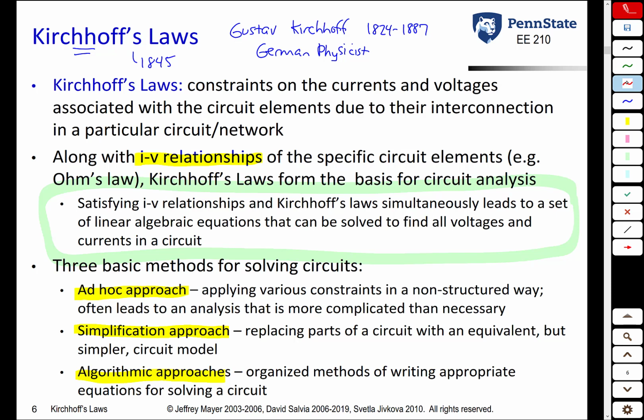The simplification approach is covered in Chapter 3 of the book and covered in Chapter 4 in sections 4.9 to 4.13. We will look at the simplification approach first. The algorithmic approach is covered in the book in sections 4.2 through 4.8. We will look at that method second.